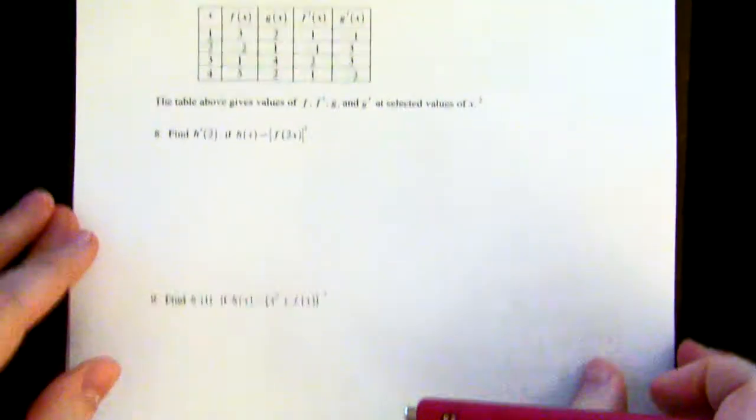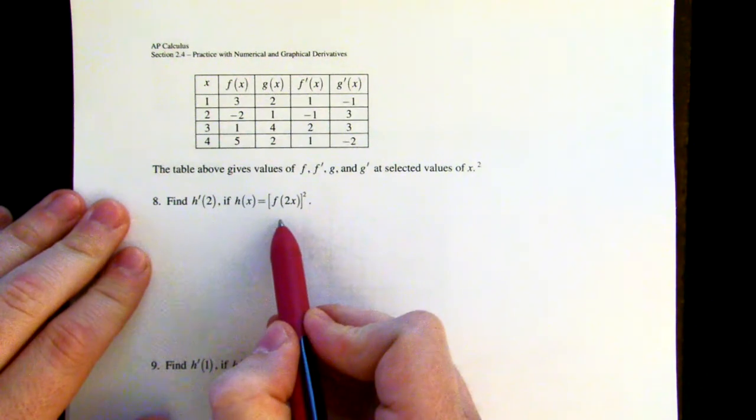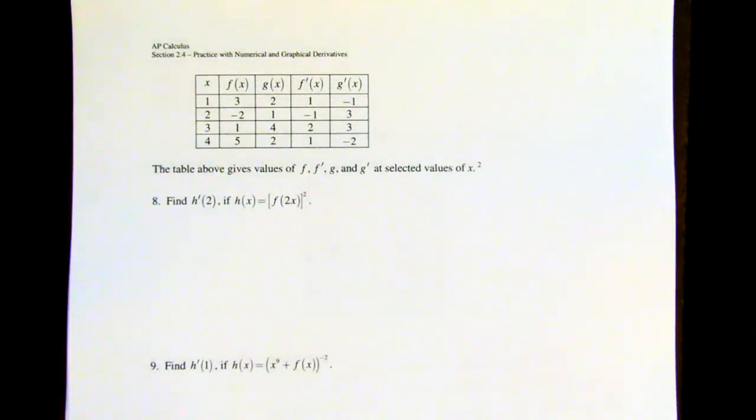Number 8. h prime of 2 if h of x equals this thing. Take a moment, see if you can write out a formula for your derivative.